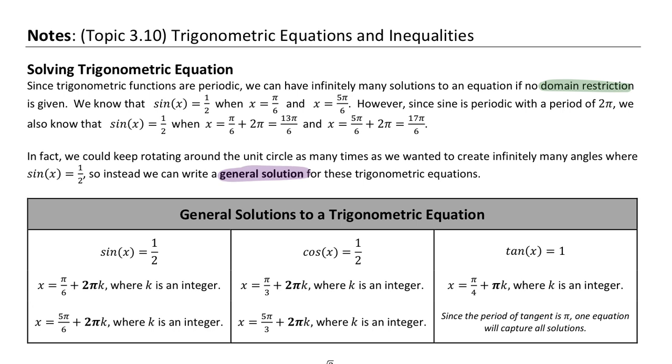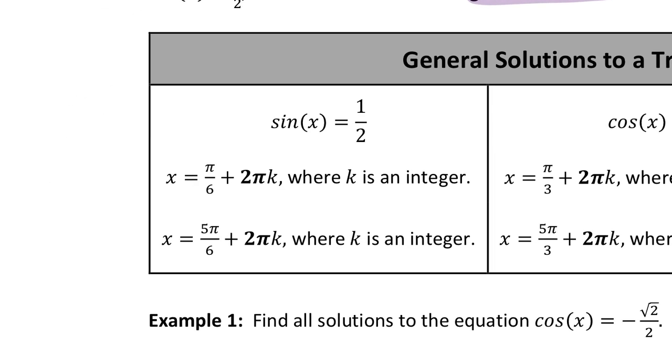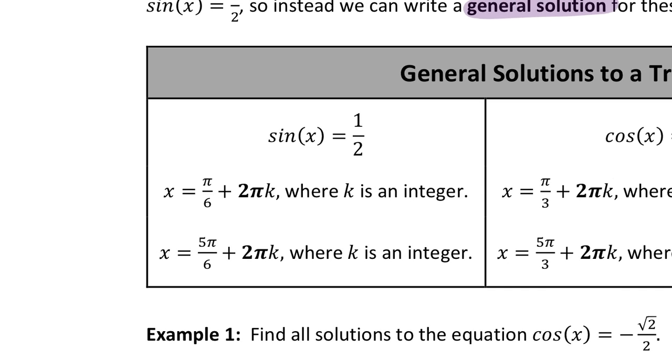General solutions look kind of funky, but they're actually very easy to write. If I was writing the general solution for the problem we just did, we know that we have a solution to sine of x equal to 1/2 at pi over 6, 5 pi over 6, 13 pi over 6, 17 pi over 6, and on and on. So instead of writing all of those out, we write that the solutions are at x equal to pi over 6 plus 2 pi times k, where k is an integer.